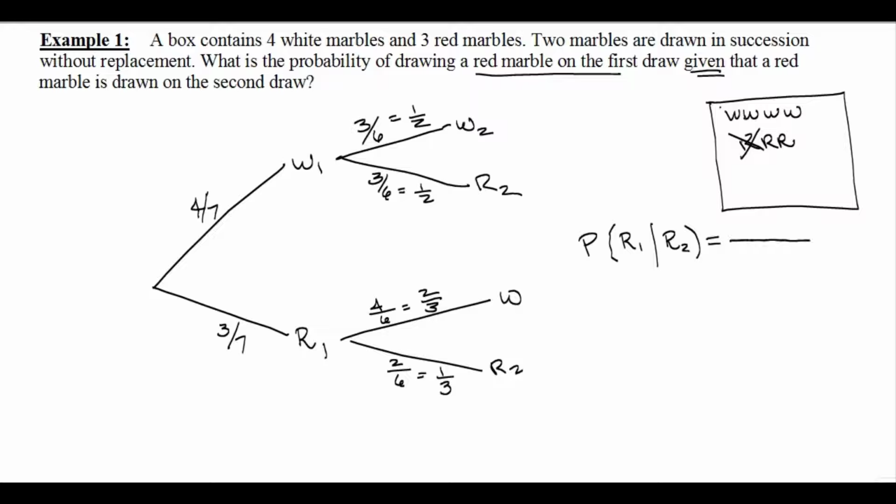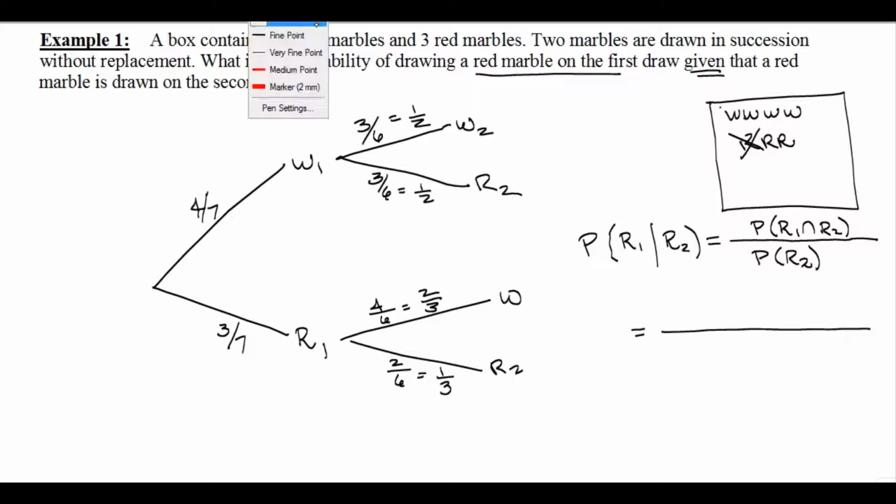Now, what does our formula say? The definition of conditional probability says that it is going to be the probability of the intersection divided by the probability of the given. So now we just need to figure out what those are. To get the intersection, that means it's going to have to go through R1 and also R2. So we find the branch of the tree that goes through those.